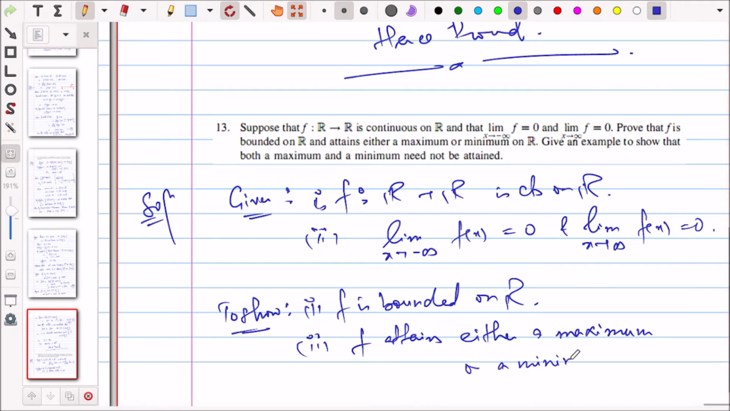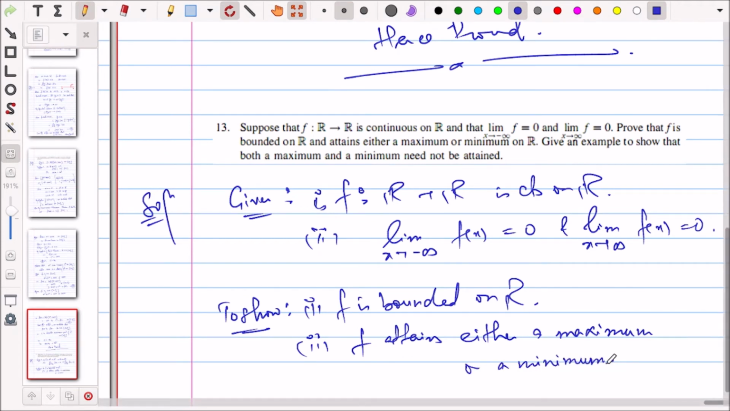So basically what we are going to do is we are first going to prove that f is bounded, and then we will show that f attains either a maximum or a minimum. Then we also have to give an example to show that both a maximum and minimum need not be attained. So there may be cases when both of them are attained, there may be cases when maximum is attained and not minimum, and there may be cases when minimum is attained and not maximum.